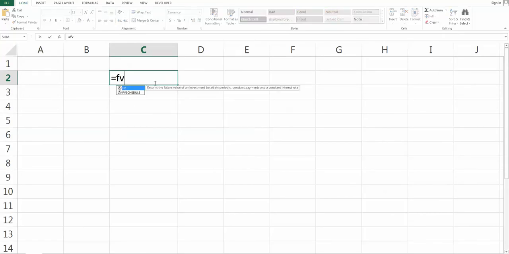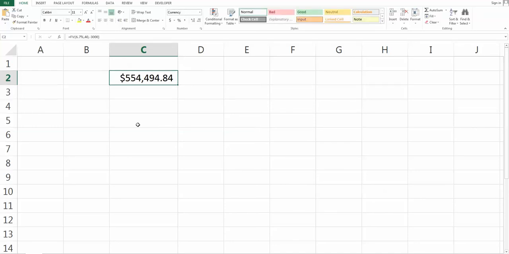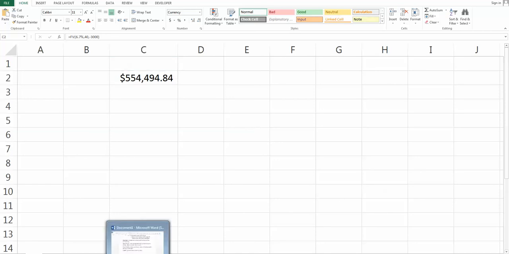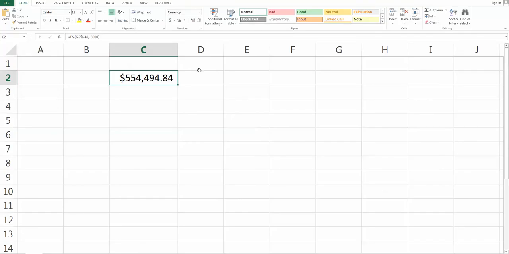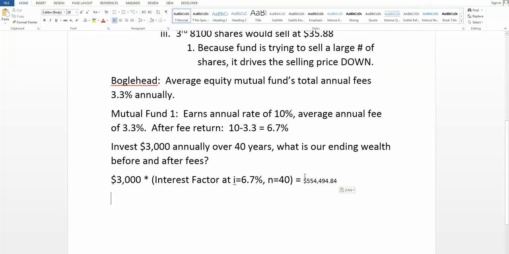There's just a built-in function, and I can find the future value at the 6.7% for 40 years with a $3,000 payment. I'm making the $3,000 negative because I want it to return a positive answer, and that's just the way Excel works. But if I had to pay that 3.3% fee every year, I'd end up with a little over $500,000 after saving $3,000 a year. So I forgot to copy that. I meant to just copy that and paste it here.